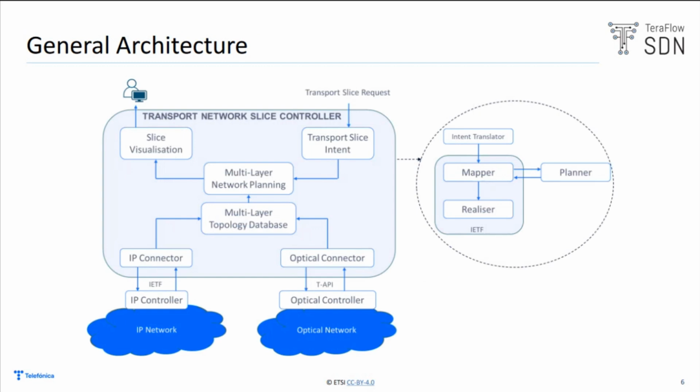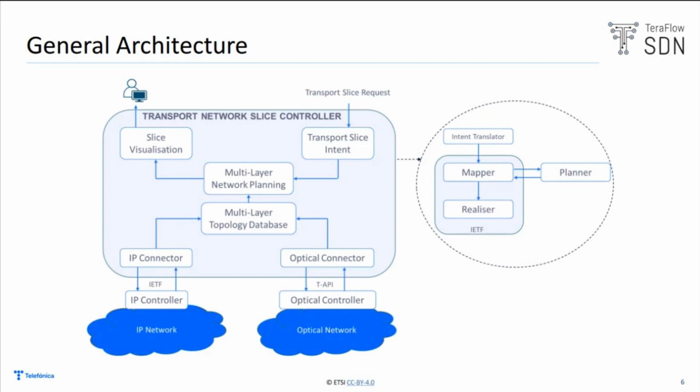In Telefonica, we present this topology where the transport slice intent is the main module, which we also divide in 3 small modules: the mapper, realizer, and planner. I will explain this in detail in the next slides. The transport slice intent is the module which translates from 3GPP intent to IETF format, and it's possible to create the slice with, in this case, the format of the TeraFlowSDN controller.